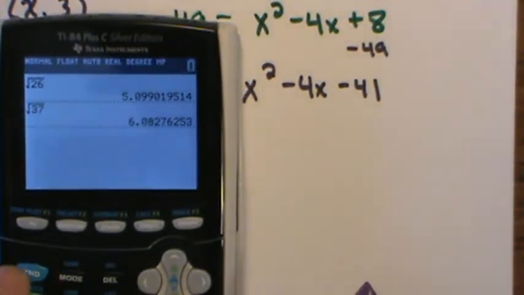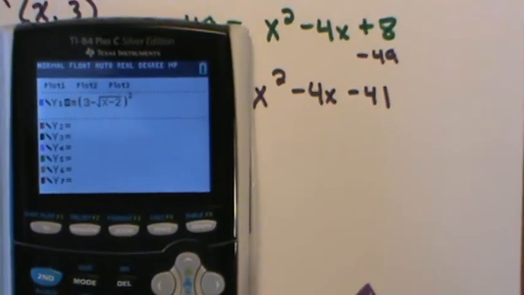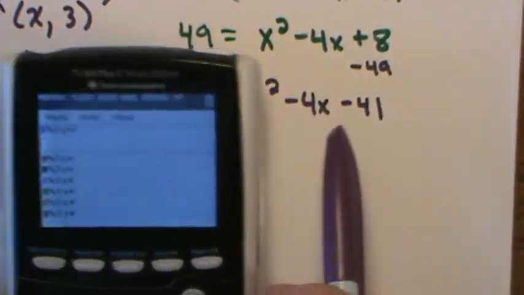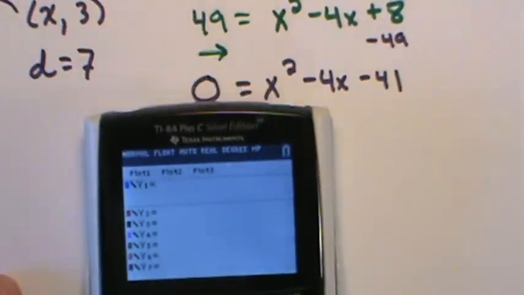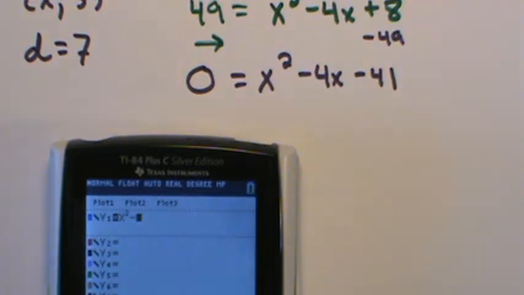One of the things we can do at this point, we can go to our Y editor and type in this expression for our Y equation. So what I'm going to do is type in x squared minus 4x minus 41, and I'm going to graph it.